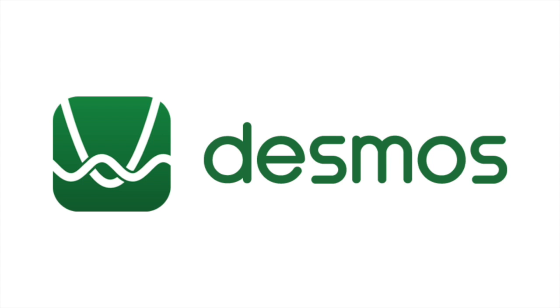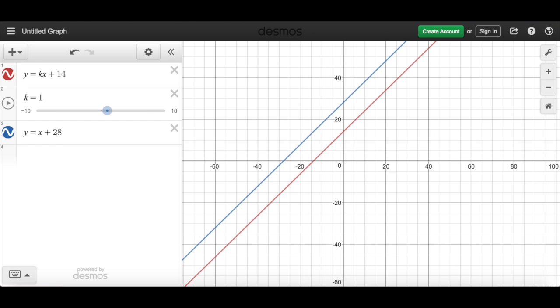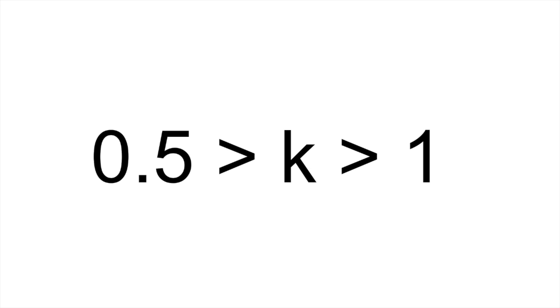To solve this problem, I used Desmos. When you enter the problem in Desmos, this is what you get. By sliding the slider for k to 1, you can get two parallel lines, which means that they never intersect. And if you slide it to 0.5, then they intersect right on the line at the edge of quadrant 3. From this, we can conclude that k is bigger than 0.5 and smaller than 1.